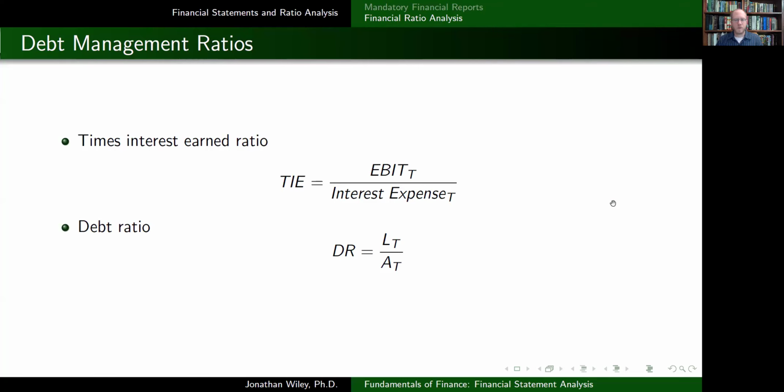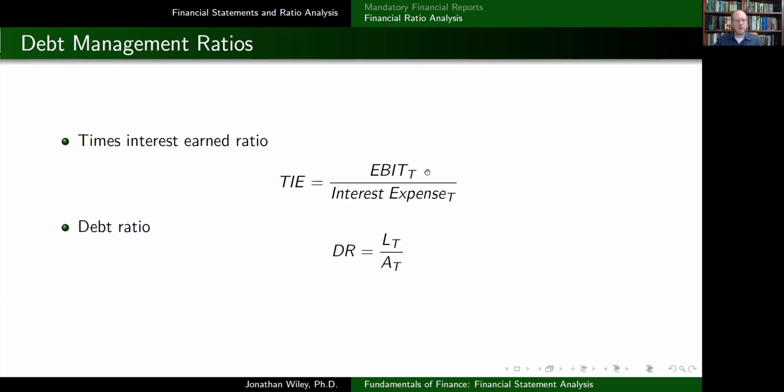All right, so in this video, I'm going to talk a little bit about debt management ratios. So the first debt management ratio I'm going to talk about is the times interest earned ratio. The times interest earned ratio is looking at the earnings before interest and tax relative to the interest expense. And notice the subscript for T here, indicating that it is at the same point in time.